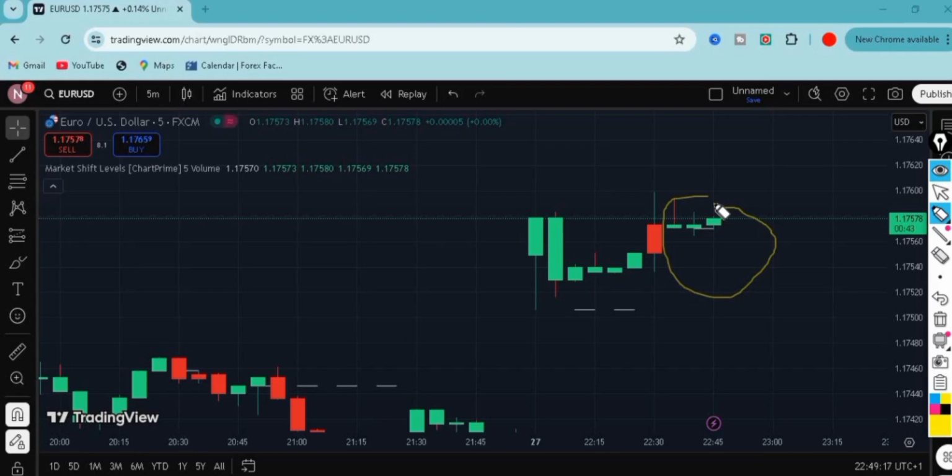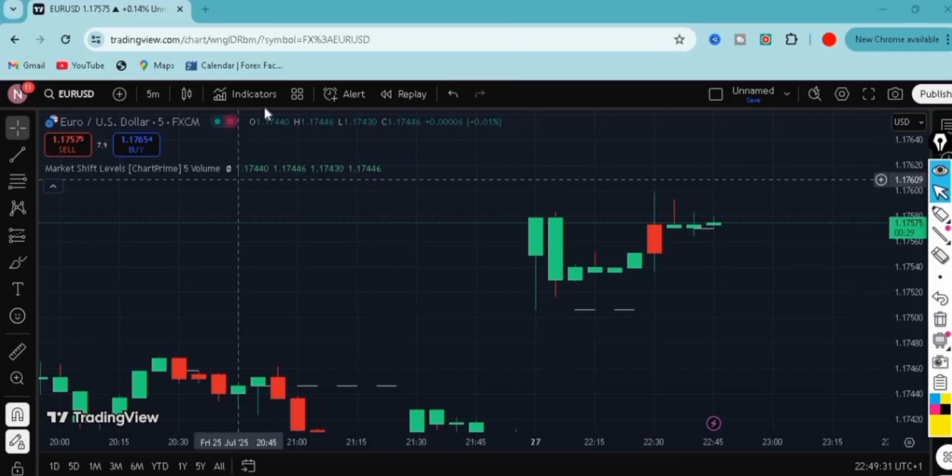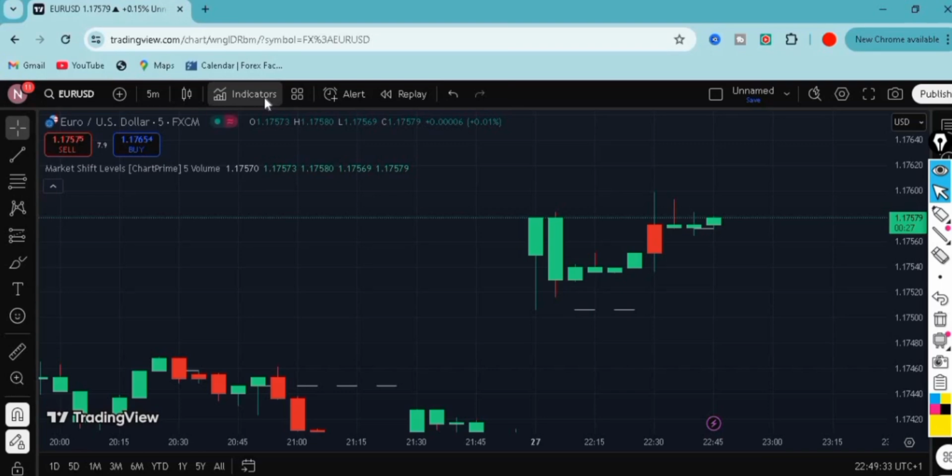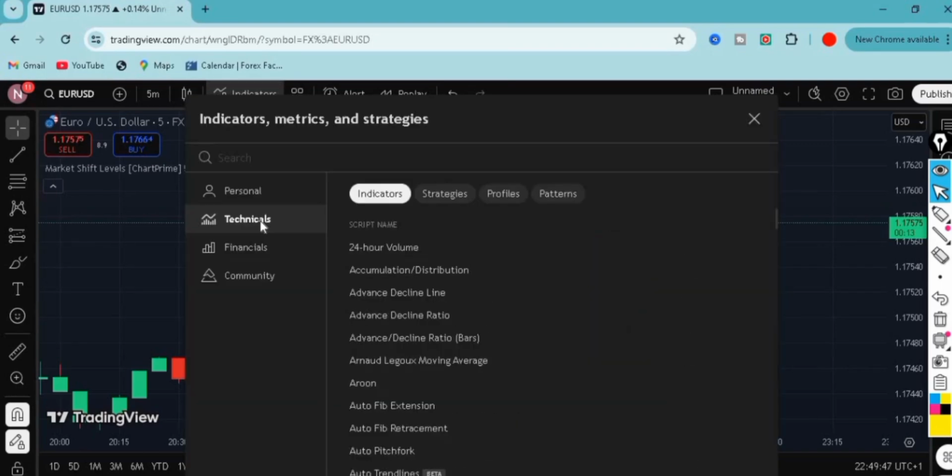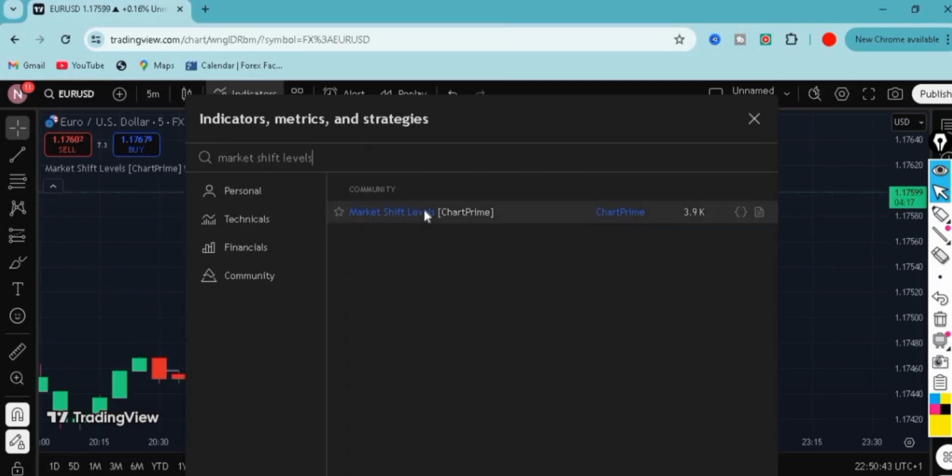Okay, and so guys, now I want to show you how to add the indicator. Without further ado, let me show you how to do it really fast. That is the strategy you should use. Keep that in mind, and it is going to really favor you, or rather help you understand the forex market. So click on the indicators tab right there. Once you click on the indicators tab, guys, under technicals, you're just going to type market shift levels. This one by ChartPrime, you click on it.